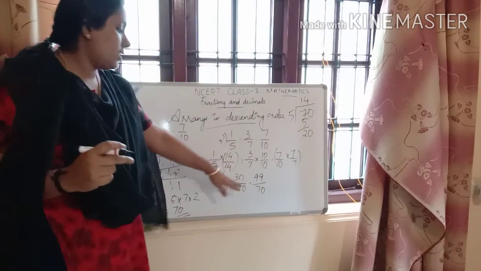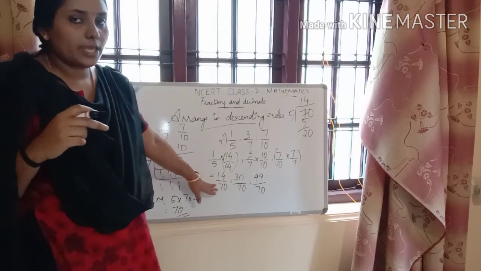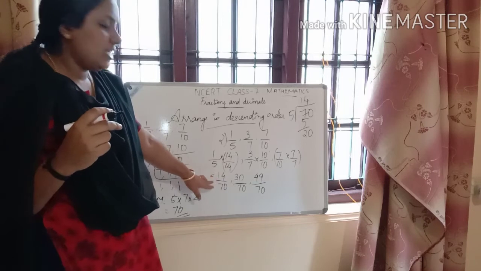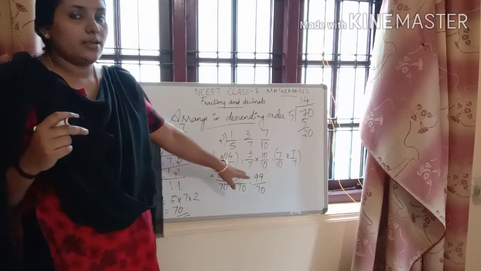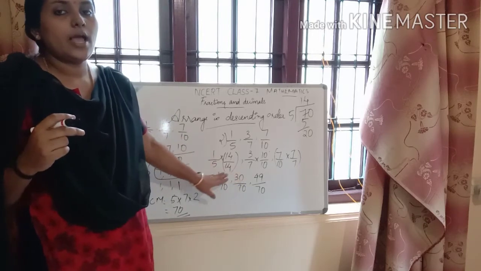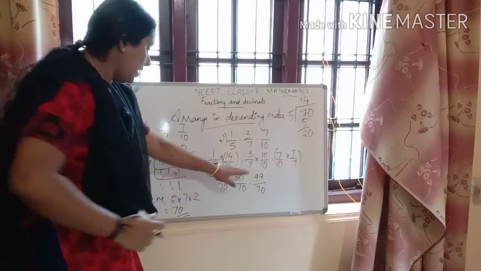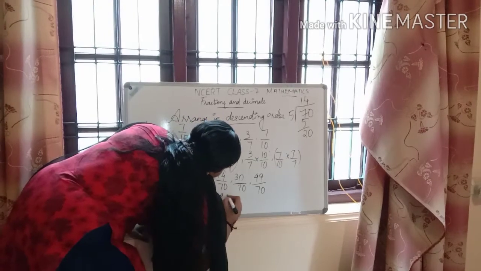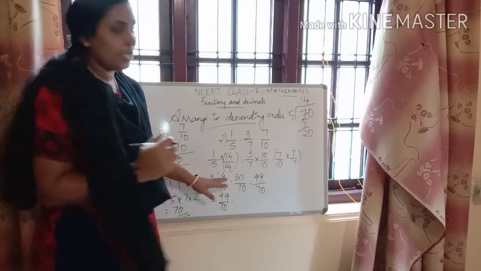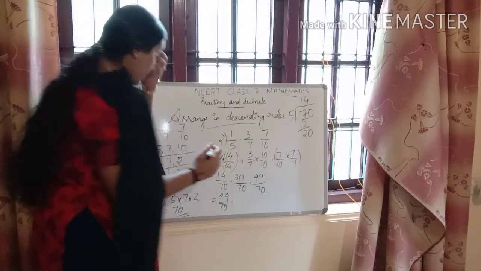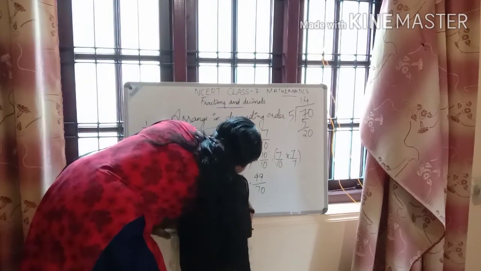Here the denominators are same. No need to consider the denominator over here. Next, just consider the numerators only. Just arrange these numerators in the descending order. First one will be 49 by 70. Next one is 30 by 70 and last one is 14 by 70.